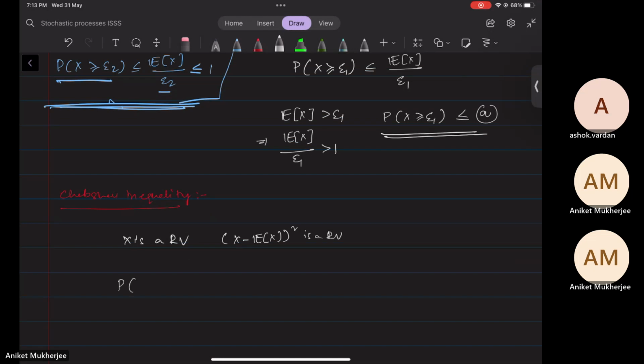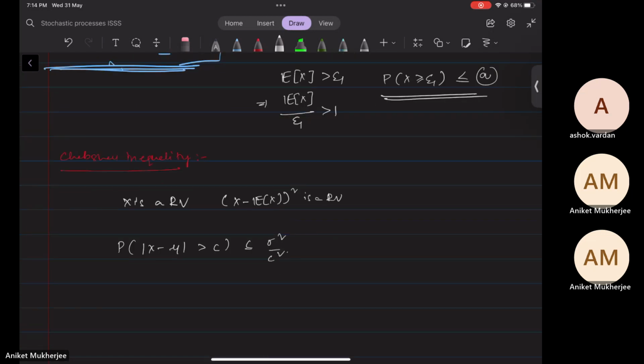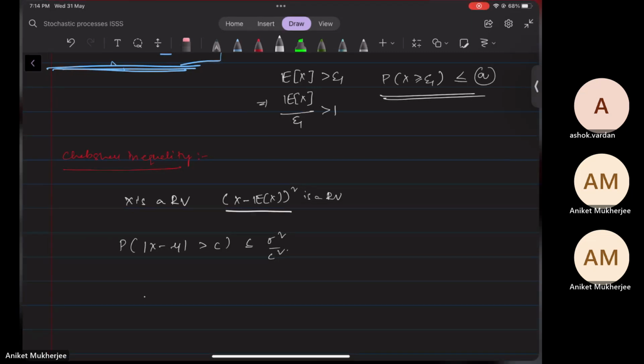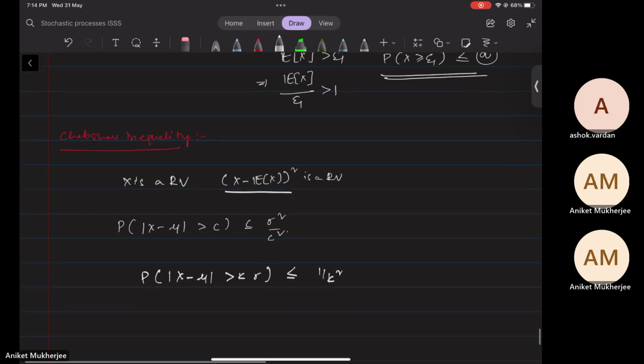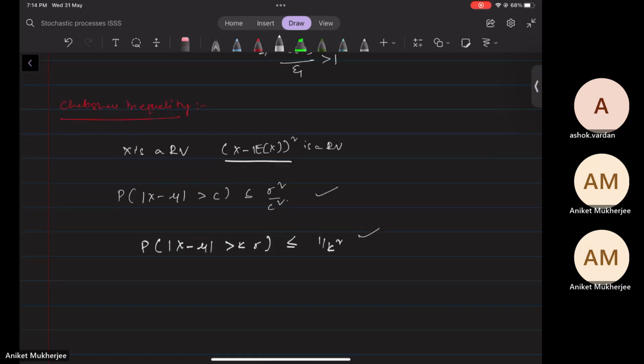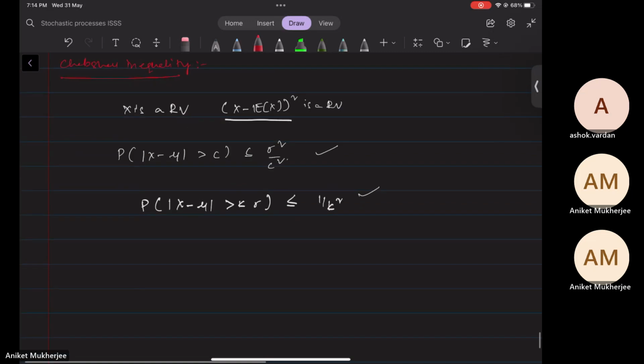Now what the Chebyshev inequality says is the probability that |X minus mu| is greater than C is less than or equal to sigma square by C square. You basically derive this by applying Markov on this. The other statement that Chebyshev makes is the probability of |X minus mu| greater than K sigma is less than or equal to 1 by K square. It's just replacing C with K sigma. So both of these are the Chebyshev inequality.